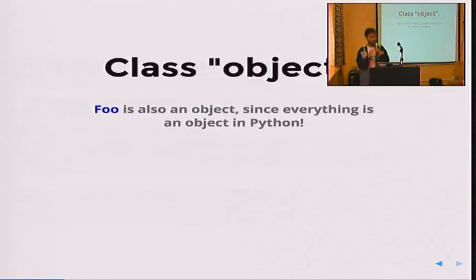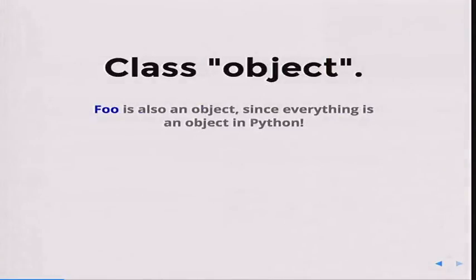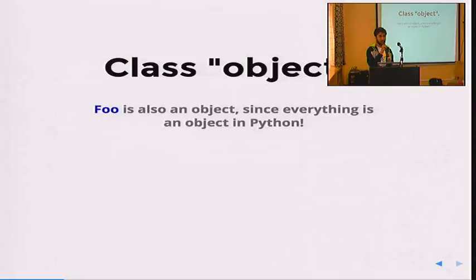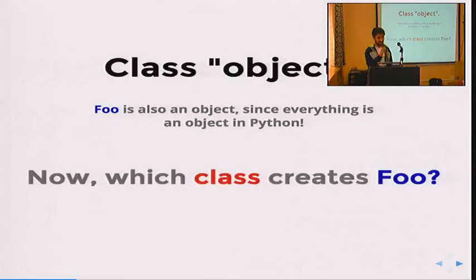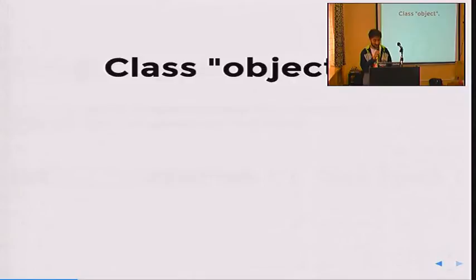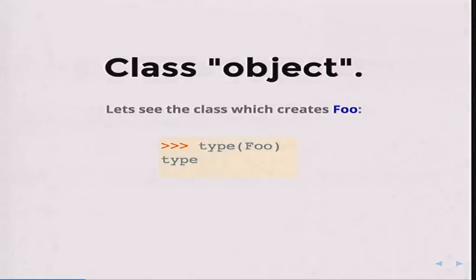So since Foo is also an object, I told you everything in Python is an object, so Foo, which is a class, is also an object. So Foo is also supposed to be created from something, right? So let's see what it's created from. Now, which class creates Foo? So the type of Foo is type.